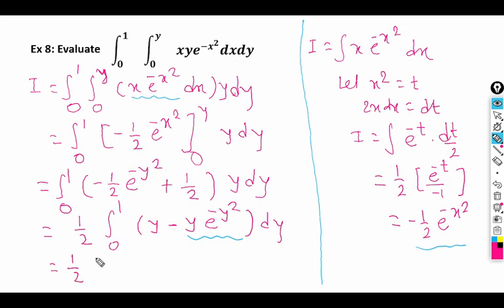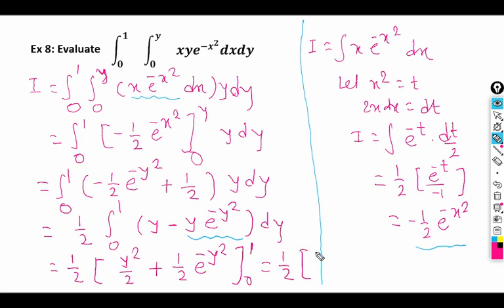So 1 by 2 as it is, the integral of first y is y square by 2, and minus 1 by 2, minus minus is plus 1 by 2, e raised to minus y square, is the integral by the same work. Exactly the same, only x is replaced by y, and the limits are 0 to 1. So the last step is left. We replace the limit here. So 1 by 2 is a constant as it is.